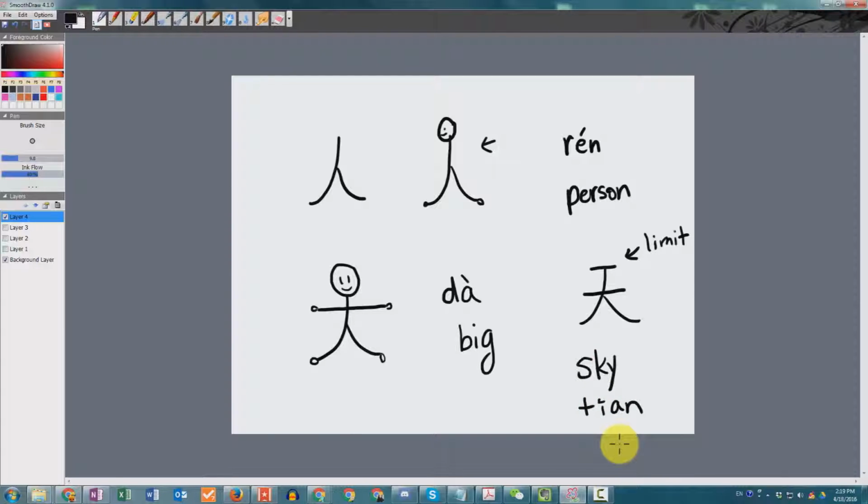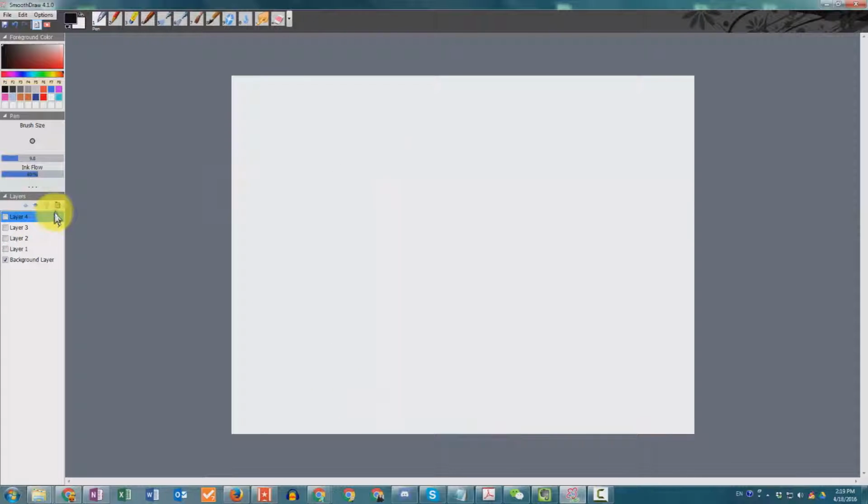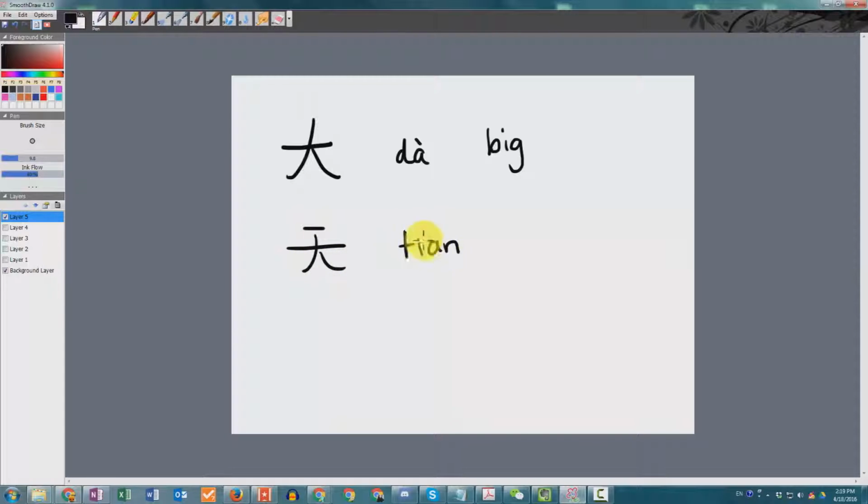Okay, so those are the 3 characters that we have learned today. So let's do a quick review. We have a person stretching. And this one is 大, which means big. But then we have a limit. And that is 天, which means sky. We also have a number. This one has 3 strokes. And it is 三, which means number 3.